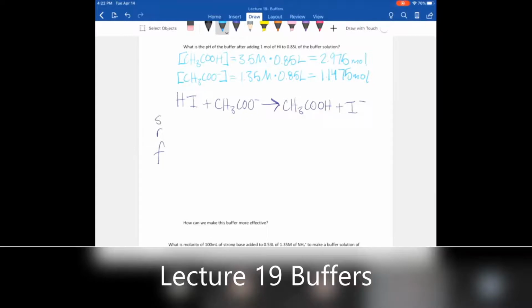So now SRF, and you have 1 mole and 1.1475 mole and 2.975 mole. And you're going to subtract 1, minus 1, plus 1. So you're going to have 0 here. You're going to have 0.1475 mole here and 3.975 mole here.